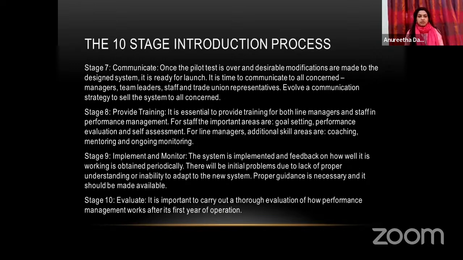Next, stage 7 is communicate. Communication is one of the most vital things to evolve and to launch, and to reach team leaders, trade union managers and all. Then you have the 8th stage, that is to provide training. Who provides training to whom? Of course, the top management does not require training, right? So the line managers should ensure that additional training is given to staff, and also coaching, mentoring, and ongoing monitoring.